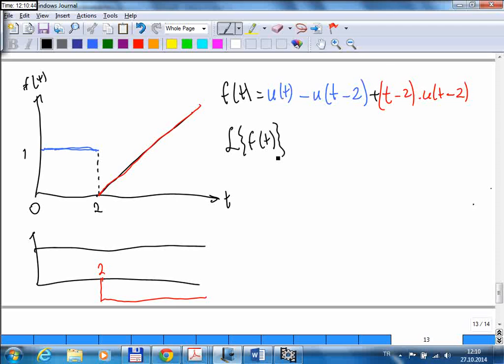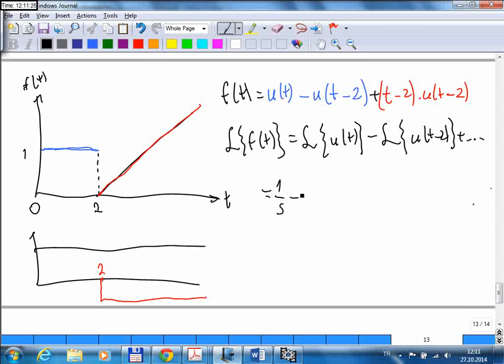Well, first of all, the linearity property tells me that I can take the transformation of these functions one at a time, right? So this is equal to the Laplace transform of the unit step function plus or minus the Laplace transform of the other terms, and then plus all those things. And now I can write all these things one by one. I know that the Laplace transform of the unit step function is 1 over s.